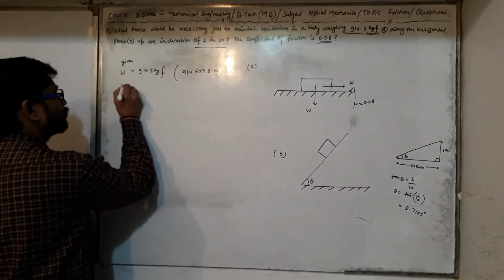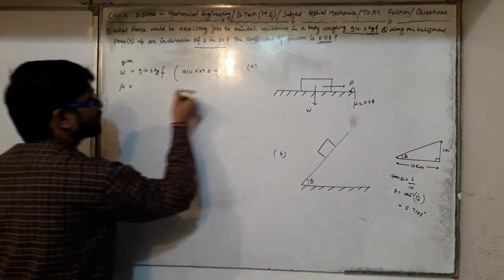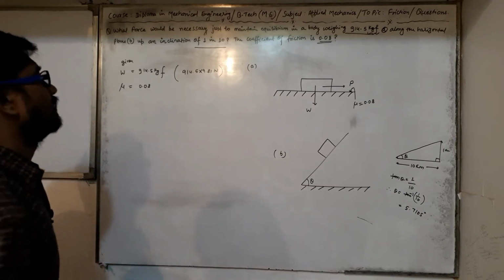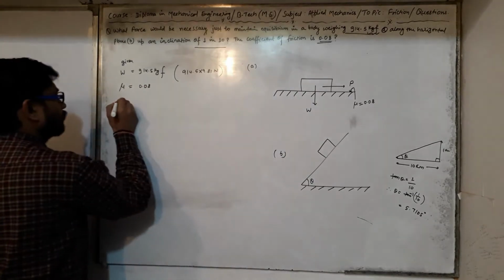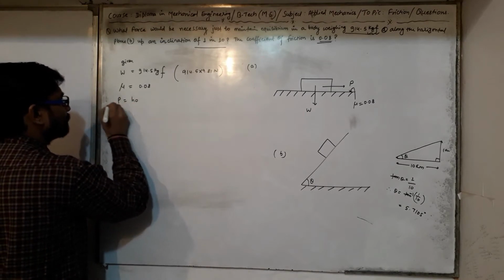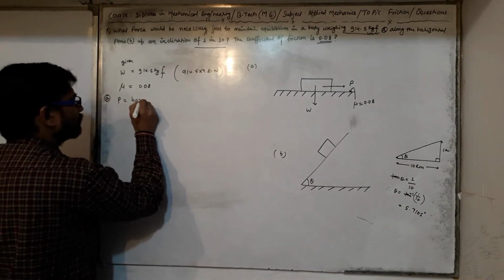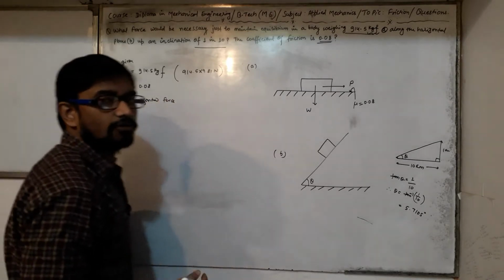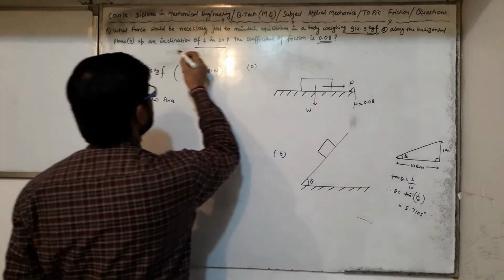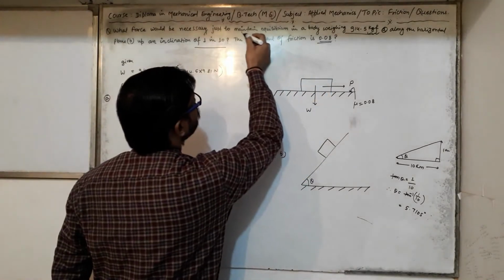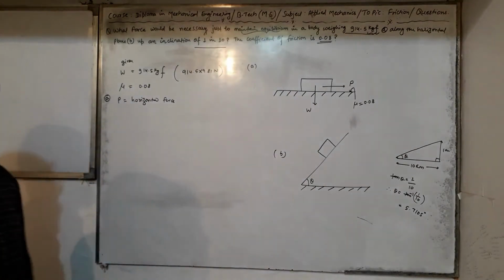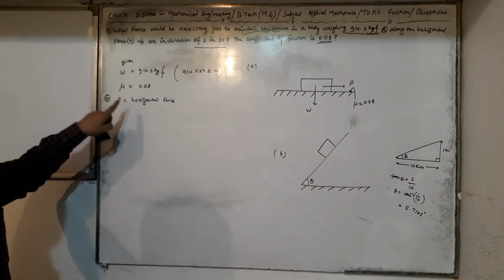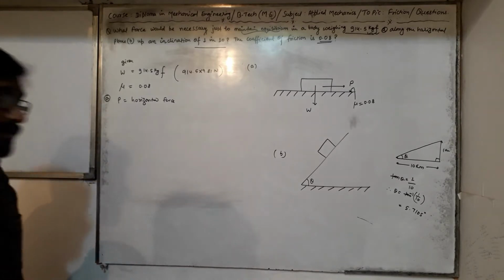Now the coefficient of friction between the surface and the body is 0.08. It means the surface is not frictionless, the surface has some friction. Now let P be the horizontal force required to maintain equilibrium for bit A. To maintain equilibrium means it is the case of limiting friction, the body is about to move in the direction of the force applied, but not moving exactly.